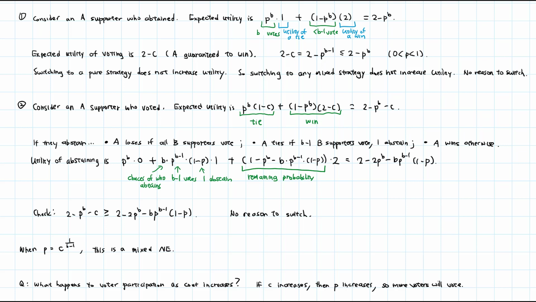So that is the voting game. In the next lecture, we will look at a special class of strategic games where a mixed Nash equilibrium is easily calculated. And this is a class of two-player zero-sum games.